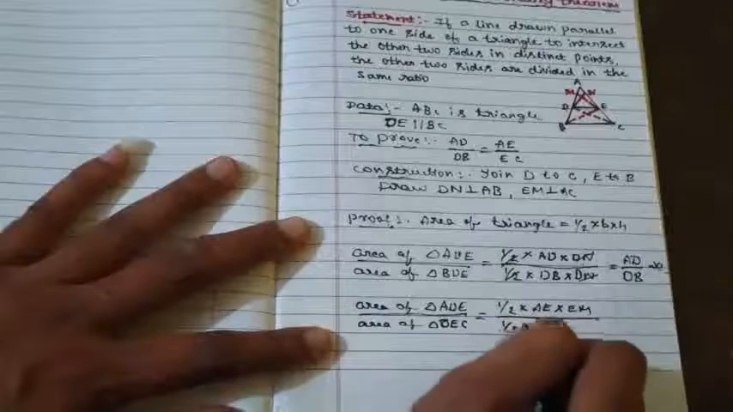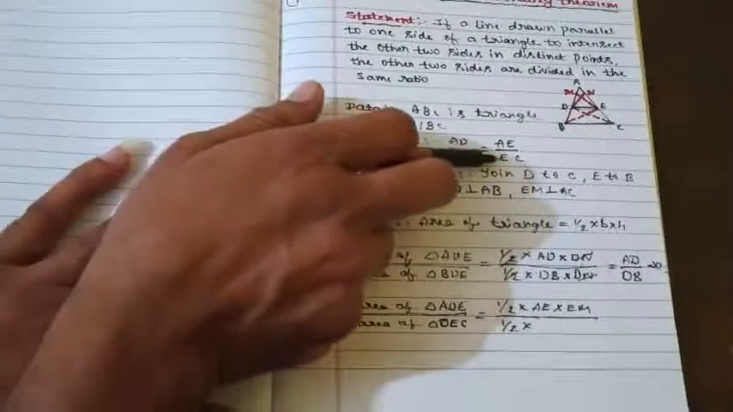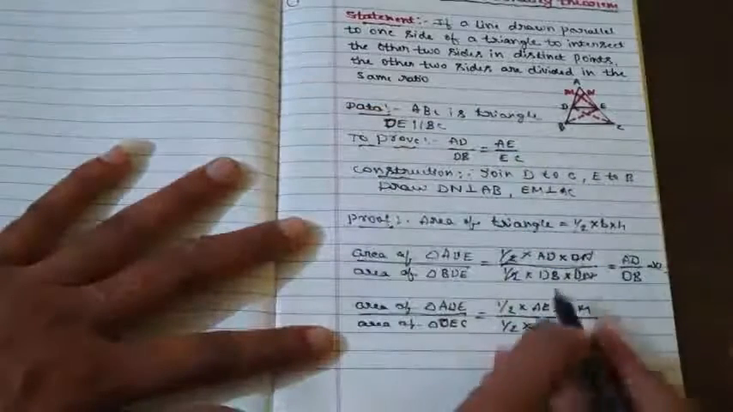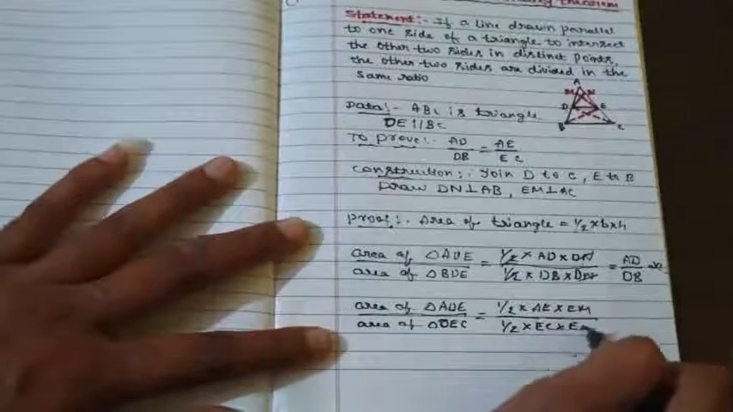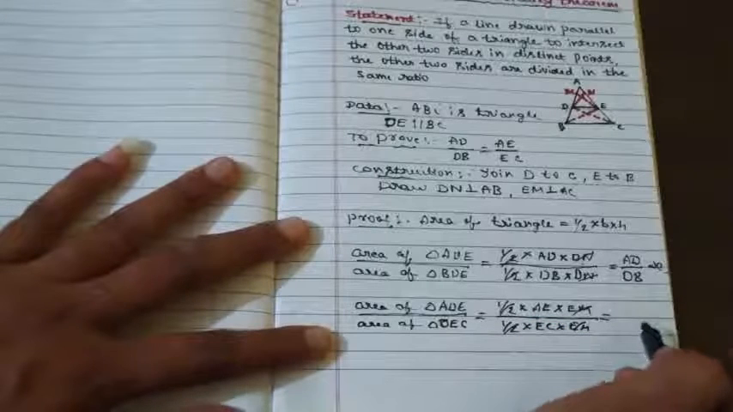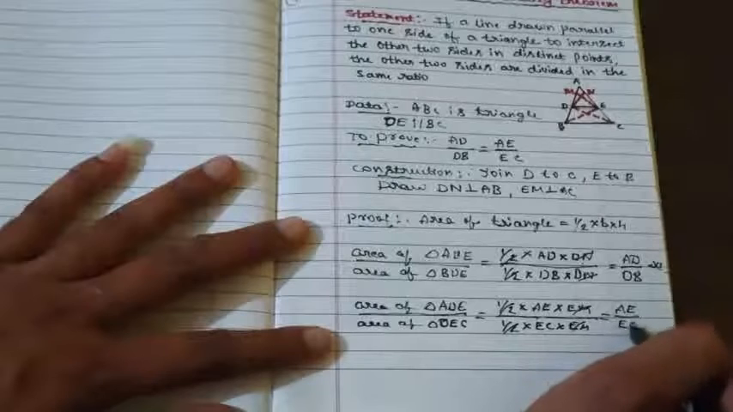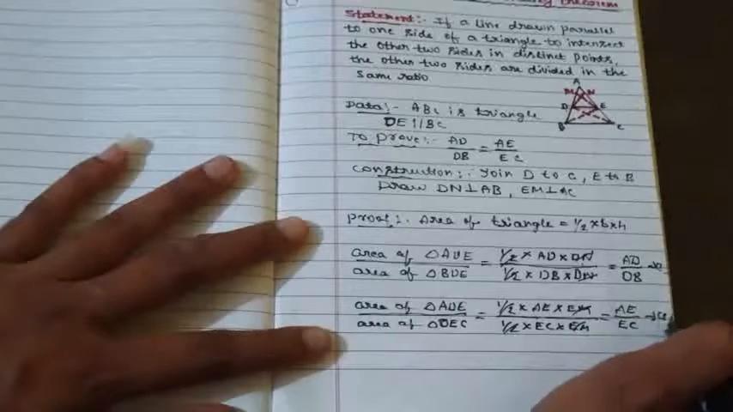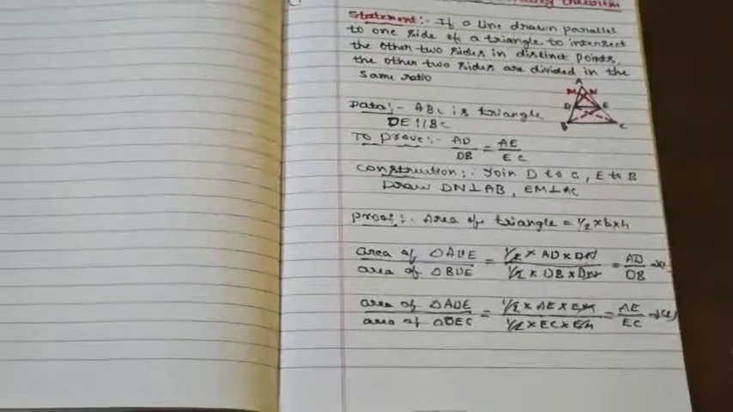half into, for this just write down whatever is present in the two proof, that will be the denominator EC. Write down EC into, write down again EM. Now here half gets cancelled, EM gets cancelled. The remaining will be AE divided by EC. Call it equation number 2. Simple. Now you have reached 99% of the theorem, children.